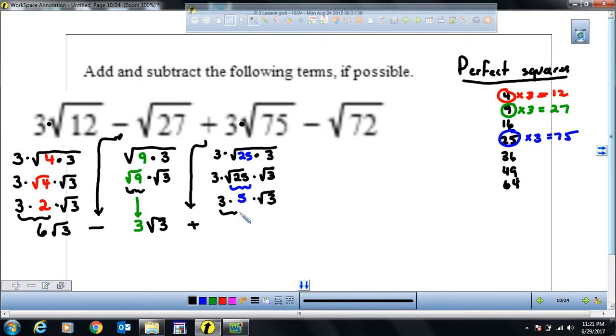We multiply these two values, which is going to give us 15 square root of 3. Then to finish, we're going to have again a minus right here, and then we're going to simplify the square root of 72. So we're going to do the exact same thing.